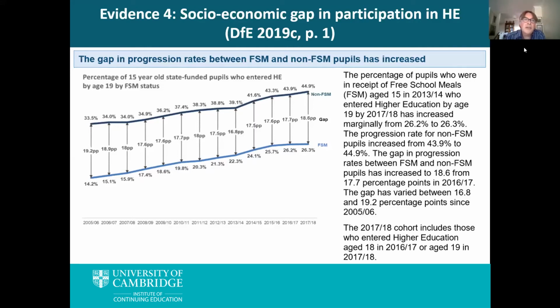And we can see in 2005, that was 33.5%, and in 2017, 44.9%. So we started off with a gap of 9.2 percentage points. We end up with a gap of 8.6 percentage points. And in the last couple of years, the gap between those two groups using this measure has actually widened slightly.